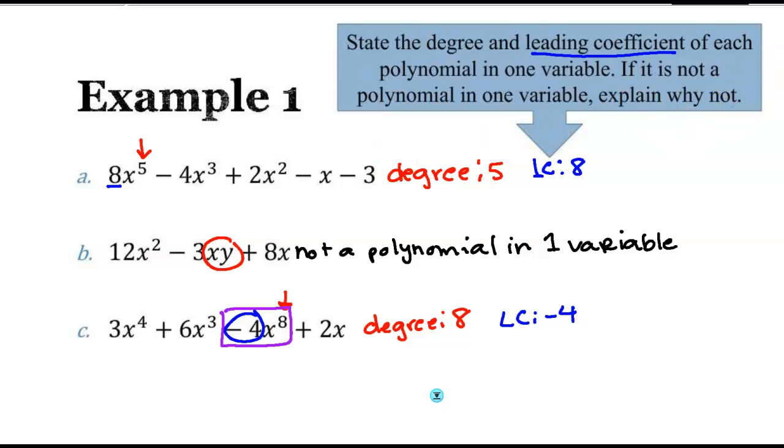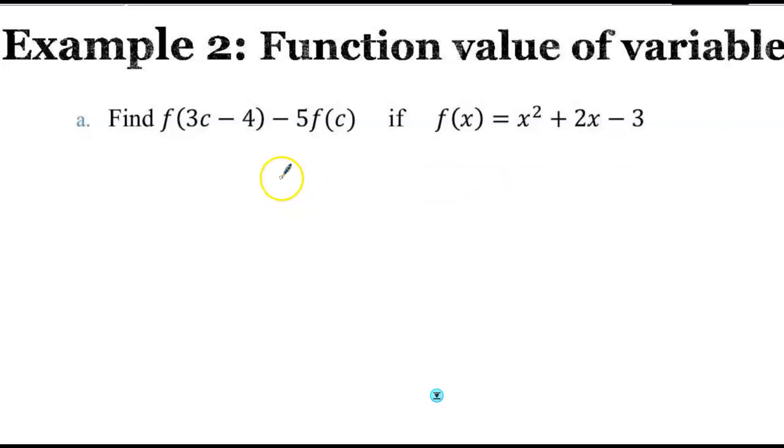All right, let's move forward. Next, what we're going to do is use an equation to write a function value. So I have here, it tells me f of x is equal to x squared plus 2x minus 3. But we're to find f of 3c minus 4 minus 5 times f of c.